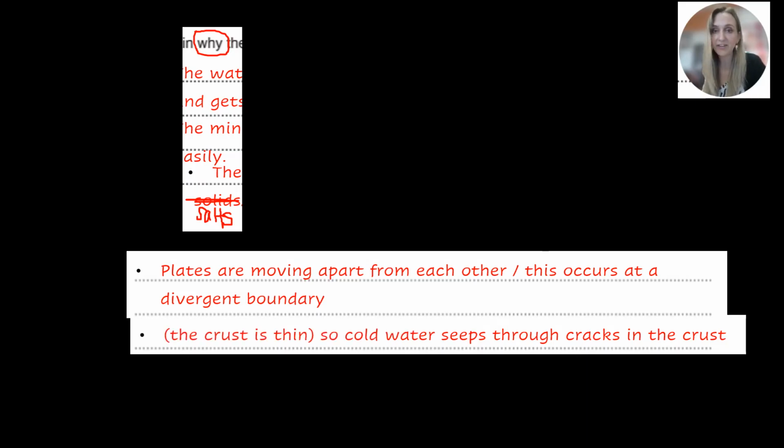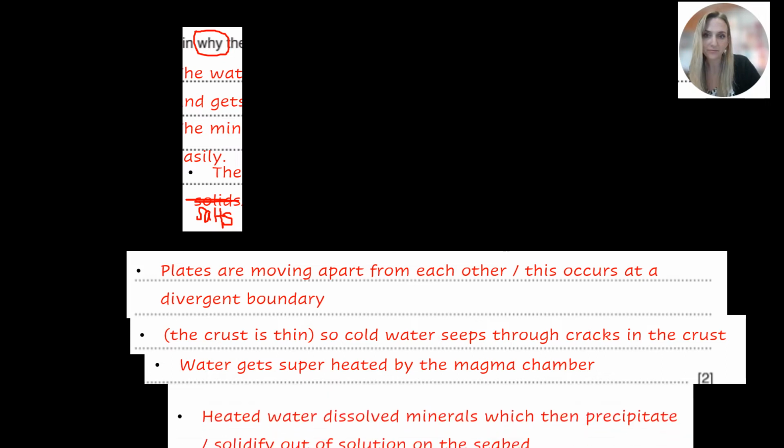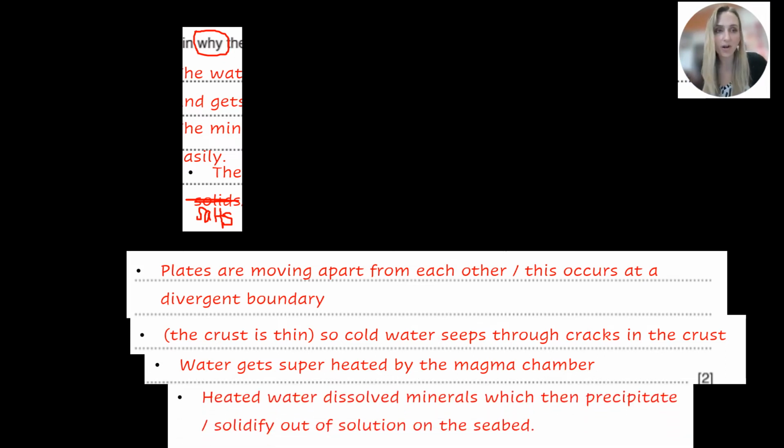Why? Then explaining the crust is thin, so cold water can seep through the cracks there. The water will get superheated by the magma chamber. And that heated water is going to dissolve minerals, which then precipitate or solidify out of solution on the seabed.